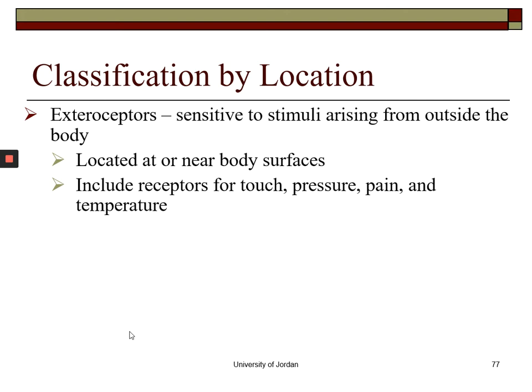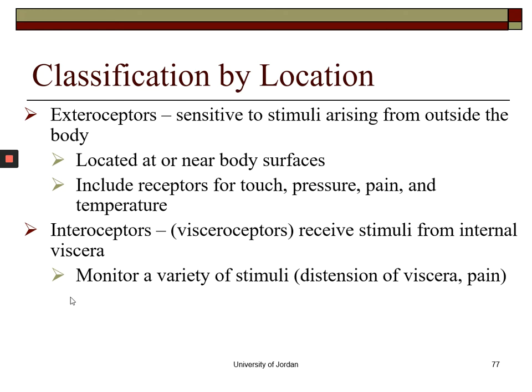Exteroceptors. Exteroceptors are located on the surface of the body. They are sensitive to stimuli arising from outside, located at or near the surface, and include receptors for touch, pressure, pain, temperature. These are receptors that are found in the skin. Or enteroceptors. These receptors are found inside our body, in the internal viscera.